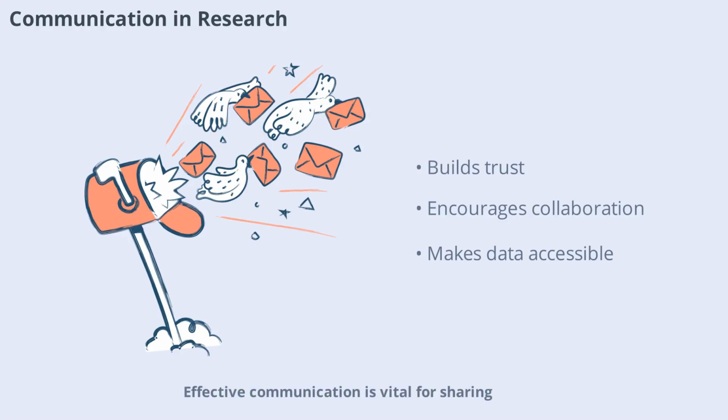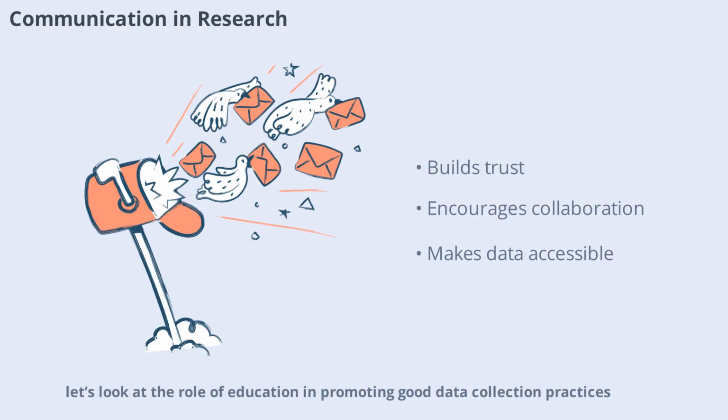Effective communication is vital for sharing research findings and data collection methods. Scientists must present their data clearly and accurately, using language that is accessible to both experts and the public. Transparent communication builds trust, encourages collaboration, and helps others build on previous work. Visual aids such as graphs and infographics can make complex data more understandable. By communicating openly, researchers contribute to the advancement of science and its positive impact on society.